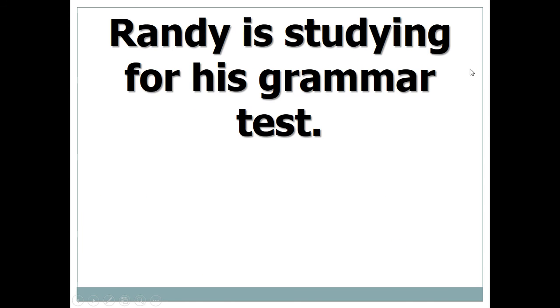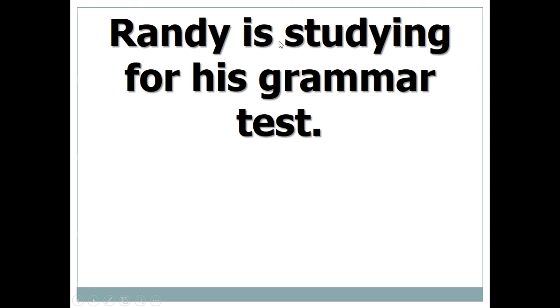Randy is studying for his grammar test. What's the subject of the sentence? The subject is Randy. We're talking about Randy in this sentence. Is Randy doing something in this particular sentence? Yeah, Randy studying. Studying is my action. But can I say Randy studying? Does that sound grammatically correct? Randy studying? No, it sounds like I might need something to help that phrase along. And I think that's where this word is comes into play.